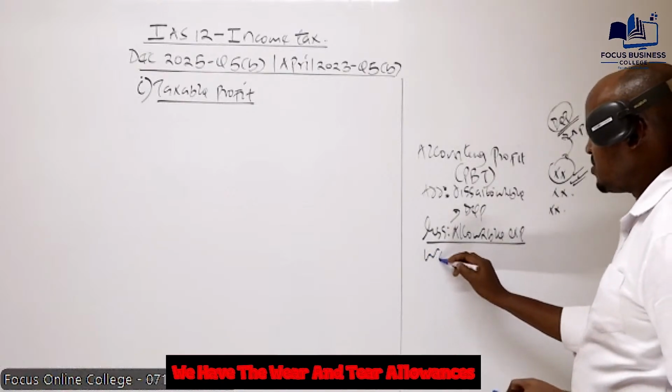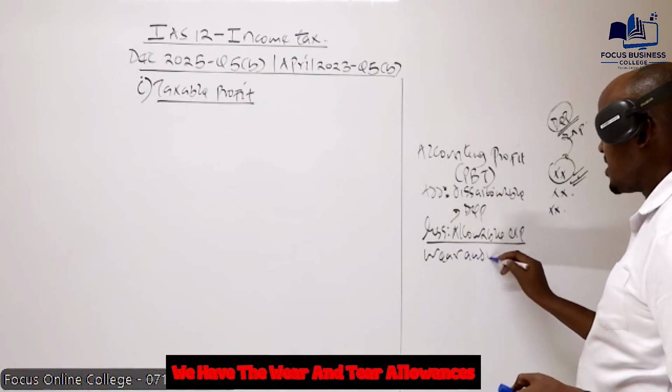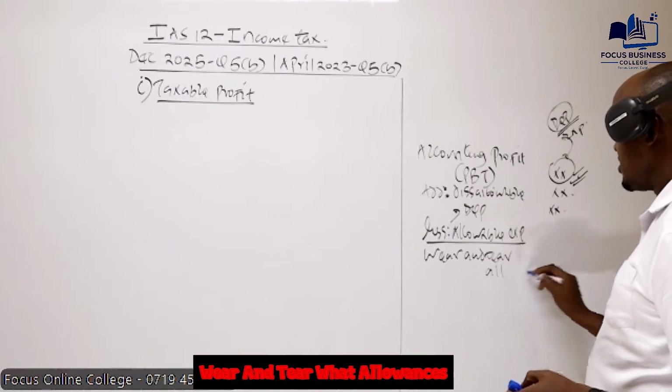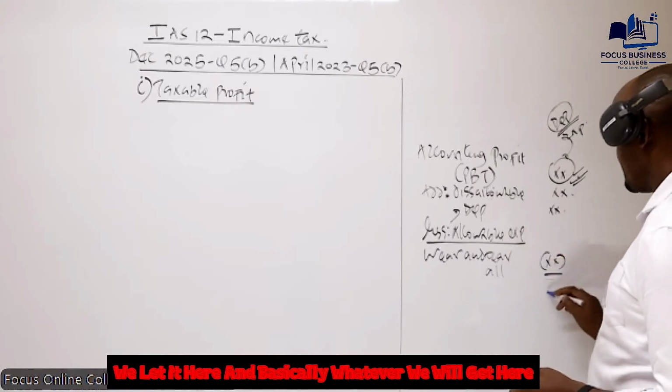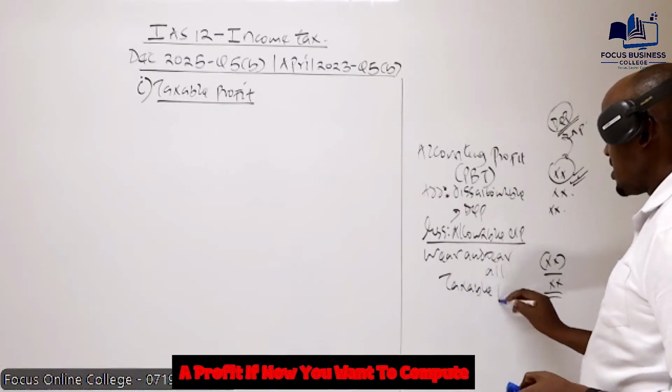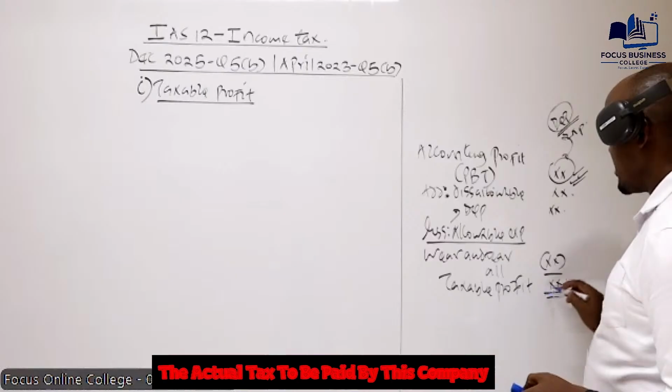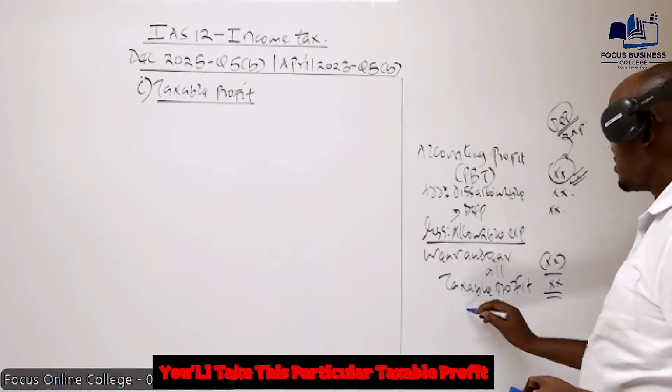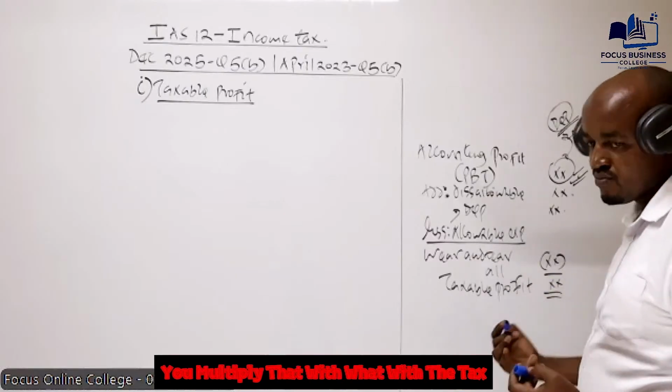In our case, we have the wear and tear allowances, and we less it here. Whatever we get here is called the taxable profit. If you now want to compute the actual tax to be paid by this company, you take this taxable profit and multiply it with what?